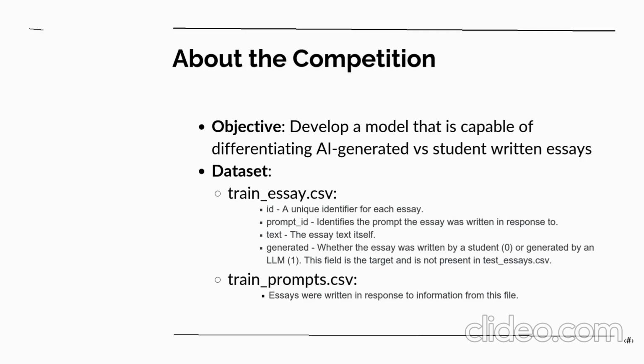The objective here is to develop a model or algorithm that is capable of differentiating AI generated versus student written essays. The first dataset provided is the essay dataset containing the text itself, the prompt used to generate the text, and the label, whether it is generated by AI or human. And then there's a prompt dataset which contains the list of prompts used to create the text.